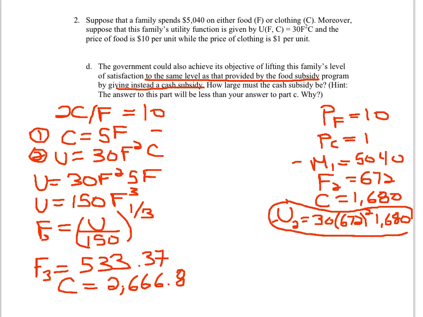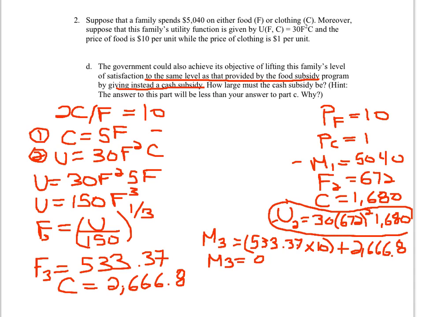Okay. Now the question is asking you how much is the subsidy the government needs to give. Well, these are the units the family will consume. How much money the family needs in order to achieve that consumption? Well, let's call that M3. This is the amount of money the family will need to achieve this consumption. It will be 533.37 times 10, which is the price of food, plus this, which is the quantity of clothes, and the price of clothes is 1, so we just simply have to add that. So the family will need an income of just about $8,000.